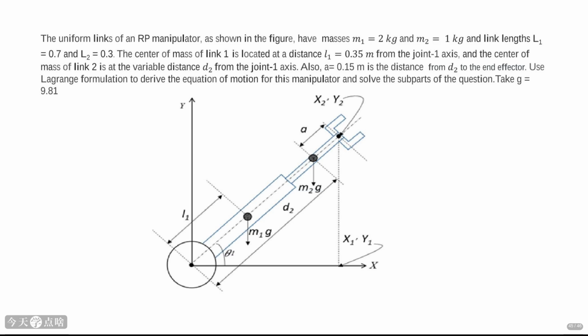The center of mass of link 2 is at distance d2 from the joint, and the end effector is at distance a equals 0.15 meters beyond the center of mass of link 2. Use the Lagrange formulation to derive the equations of motion. This requires careful consideration of the kinetic and potential energies of both links, considering their rotational and translational motions.